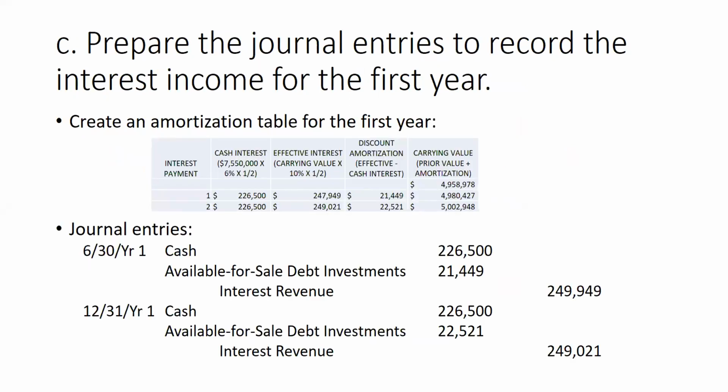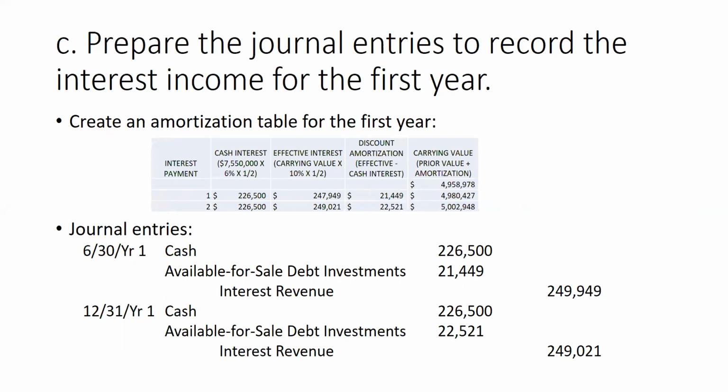Requirement 3, or C, says prepare the journal entries to record the interest income for the first year. This requires us to create an amortization table. Remember that there are 2 interest payments per year, and we've calculated the cash interest as the par value times 6% times 1/2. This is the same value that we had on our previous slide. You'll also remember that using the effective interest method, the interest revenue, or the interest for the period, is the carrying value times the market rate.